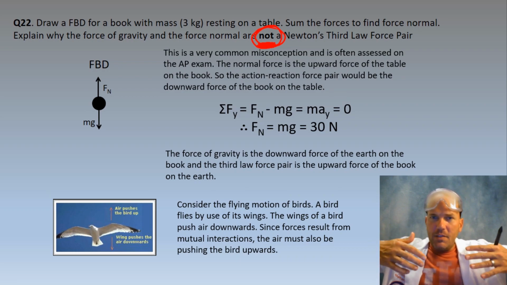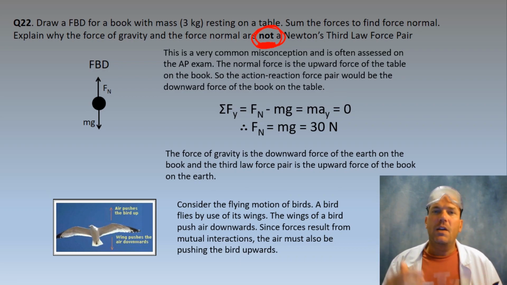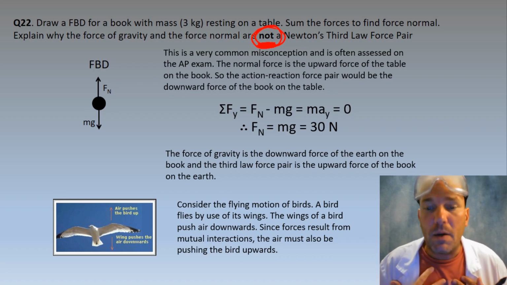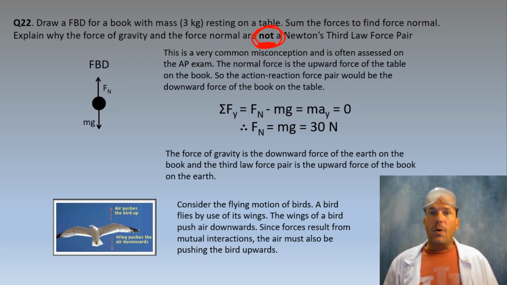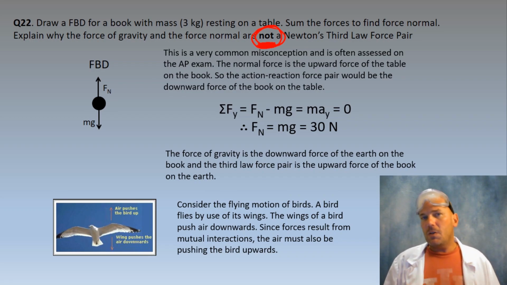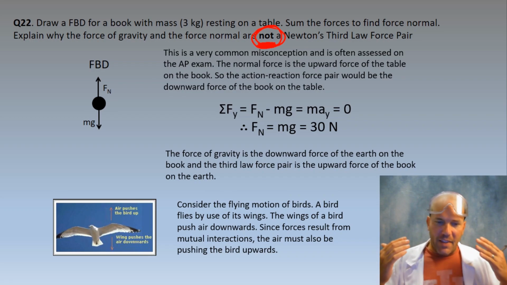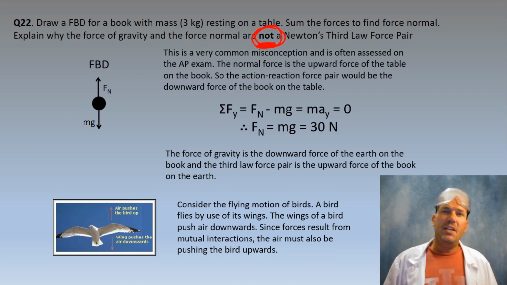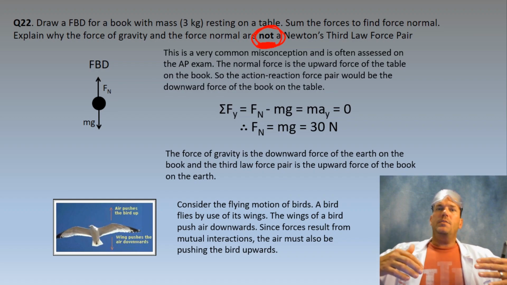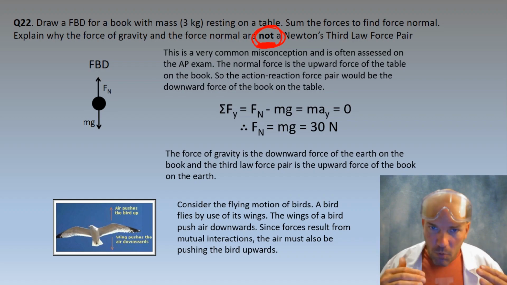So if the wings have a downward force on the air, then the air exerts an upward force on the wings of the bird. Okay? That is another example of a Newton's third law force pair. The air is pushing the bird upwards. Okay? The bird is pushing the air downwards.